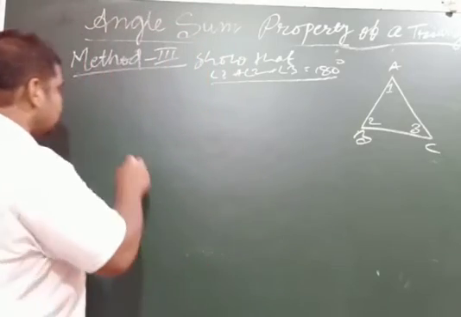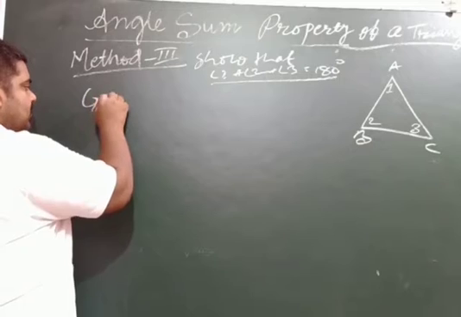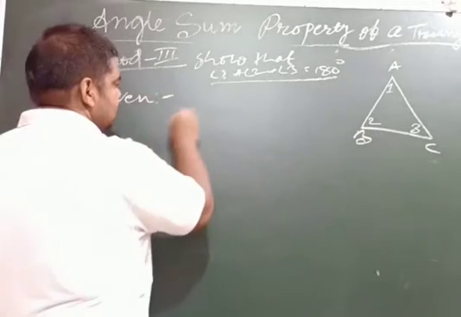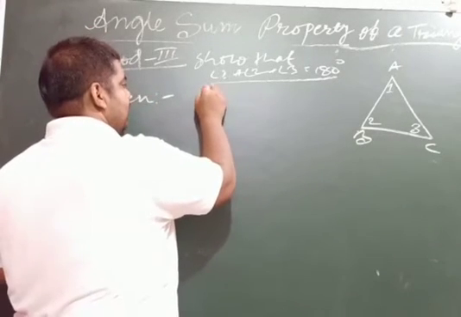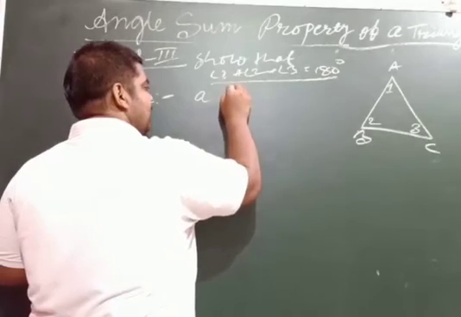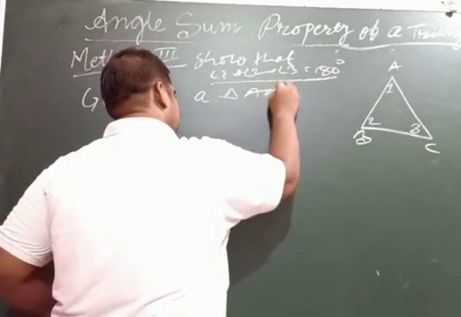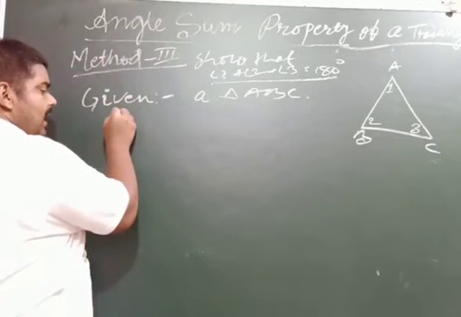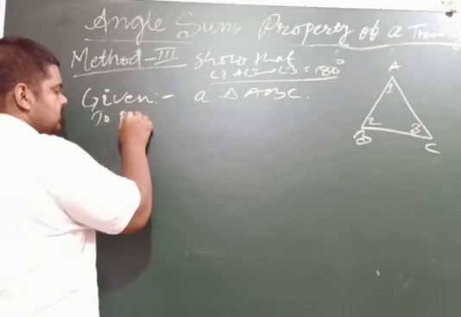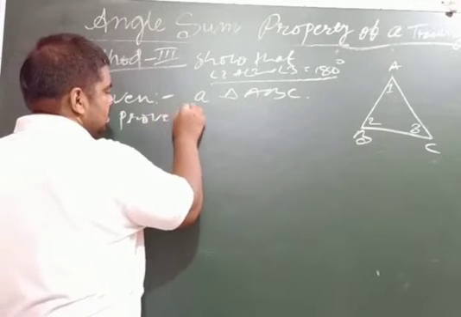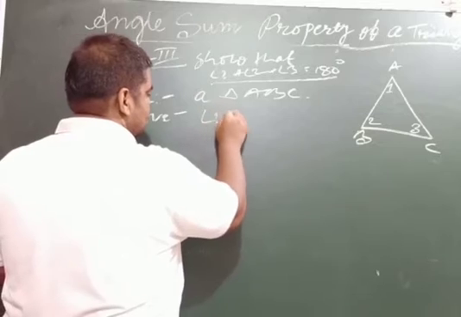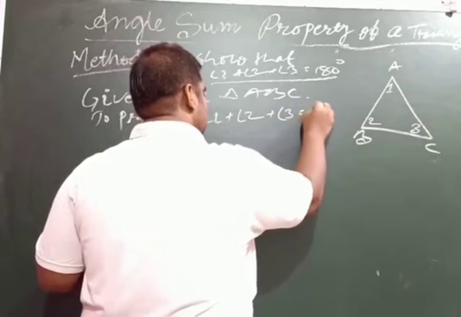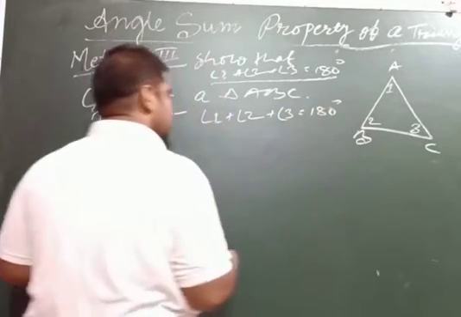For this, at first you have to write down what is given. Given a triangle ABC. After that, what you have to prove: angle 1 plus angle 2 plus angle 3 is equal to 180 degrees.